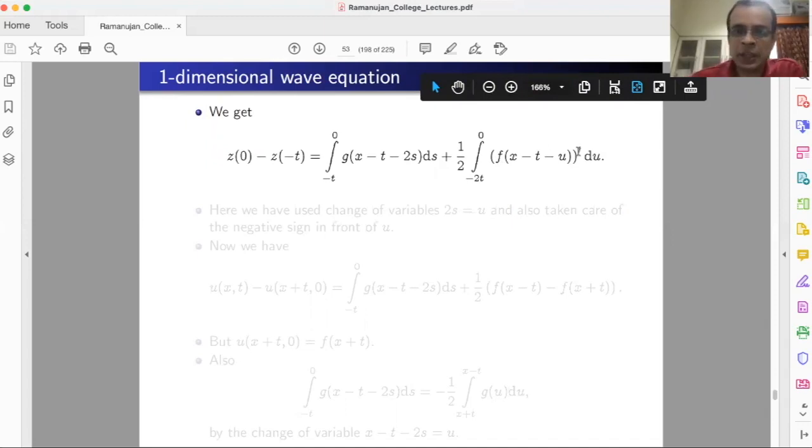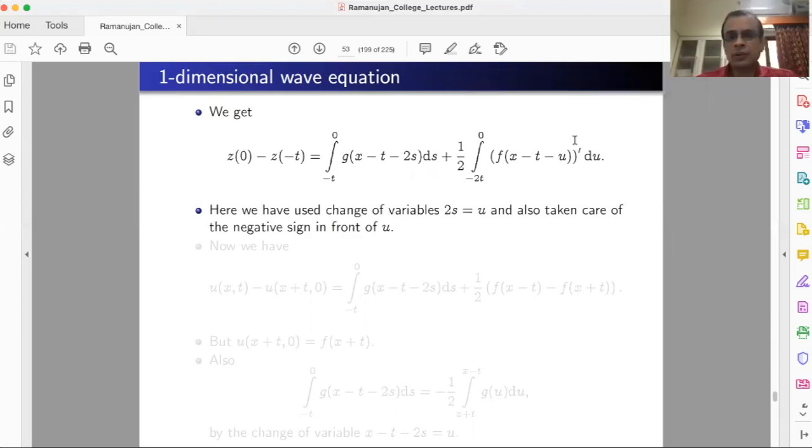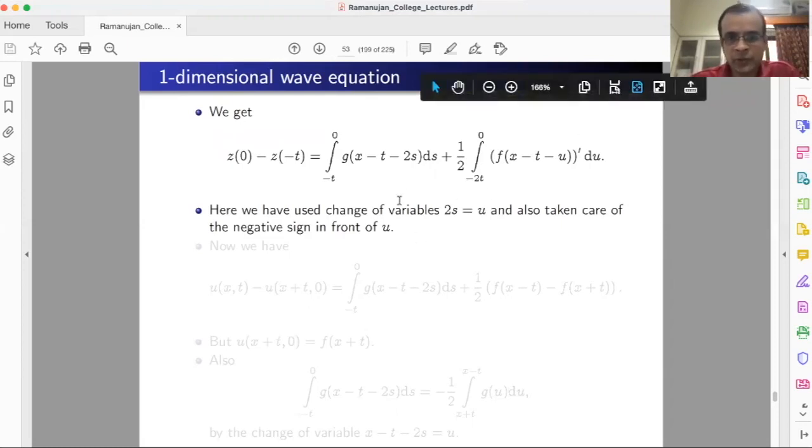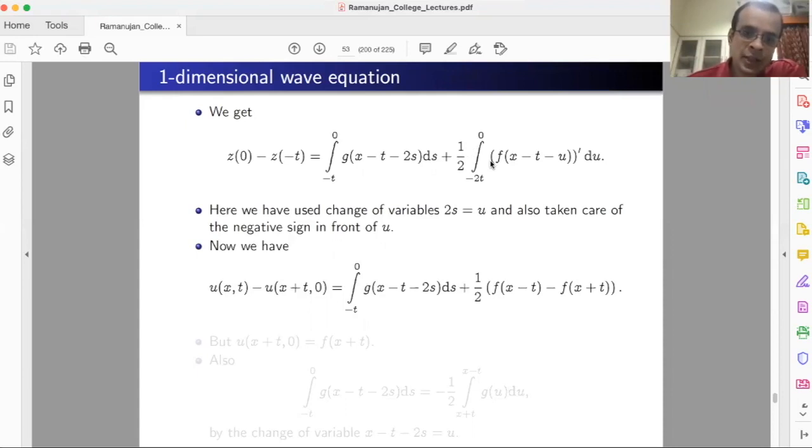So when I apply the chain rule, I get f prime of x minus t minus u times minus 1, so it's compensated. But because now it's the derivative, it's in a form that I can apply the fundamental theorem of calculus. So when I apply it, we get something. Okay, this is what I have explained over here. We have changed variables to s as u, and also taken care of the negative sign by putting the derivative outside. You see, it's f of x minus t minus u whole prime. Okay, so now we know that z of 0 is u of x, t, and z of minus t.